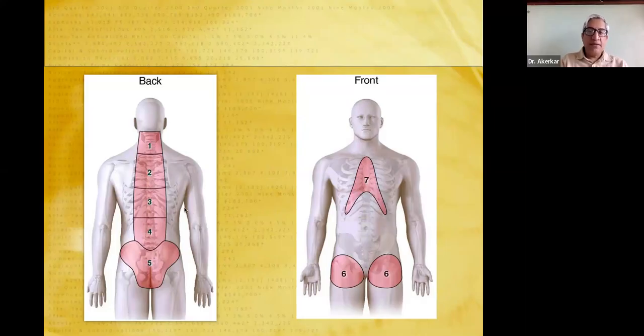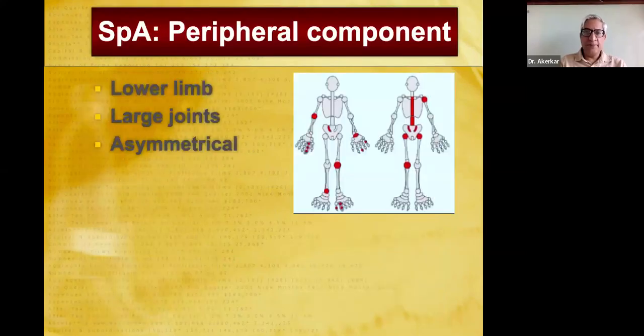The ribs also have a joint with the vertebrae, and that also tends to get involved. So from the posterior part, this inflammation can cause pain, and in the anterior part, enthesitis of the intercostal muscles and enthesitis of the diaphragm causes pain in the ribcage area. We have already seen the axial component; the peripheral component we briefly discussed to begin with.